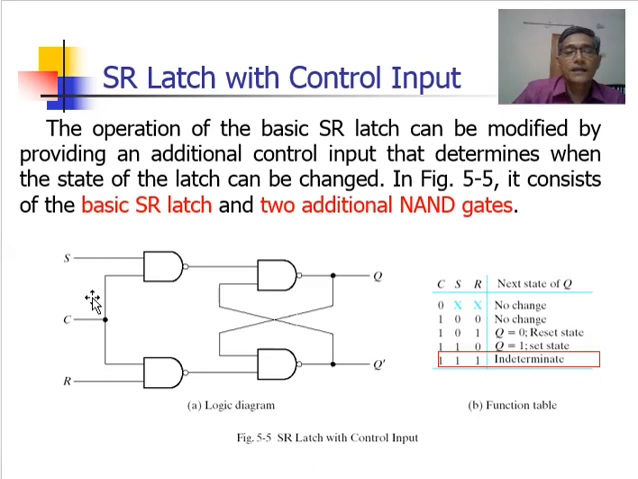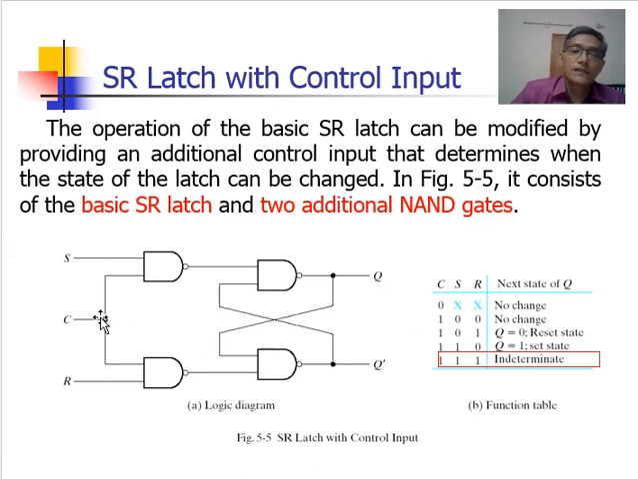So we can add a control input so that we try to avoid the indeterminate state that occurs in the previous implementation. We have included 2 more NAND gates here, where one input of each NAND gate is given by S and R. Another input of these 2 NAND gates is driven by a clock input, a control input. As long as the control input is 0, whatever the input of S and R, the corresponding value is not going to arrive at the output. So we are not going to have any state changes with respect to Q and Q dash. Irrespective of S and R, if the clock input is 0, there is no effect. Whatever the previous value of Q and Q dash, that will remain. That is why there is no change.